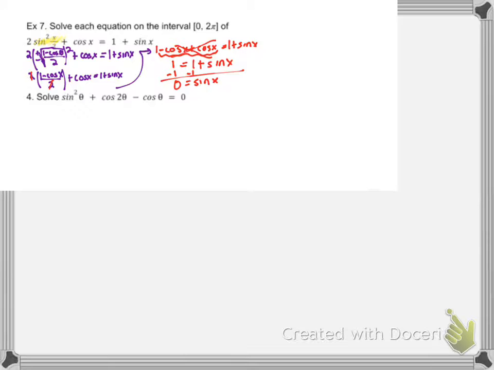Well, where does sine equal 0? Well, we know it's going to be when my y-coordinate is 0. That occurs here and here. So 0 and pi are my answers.